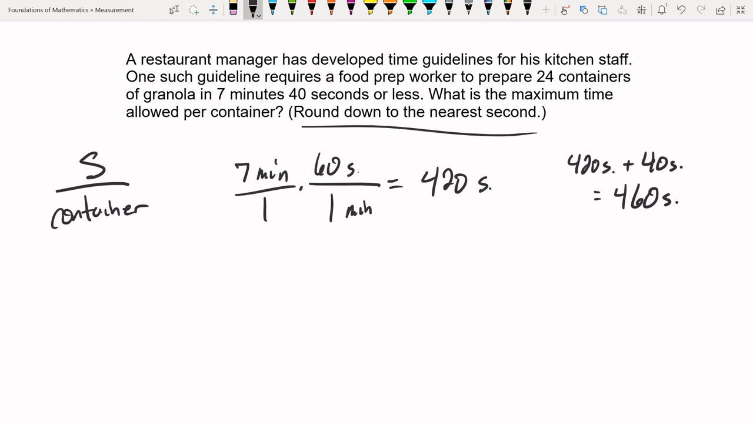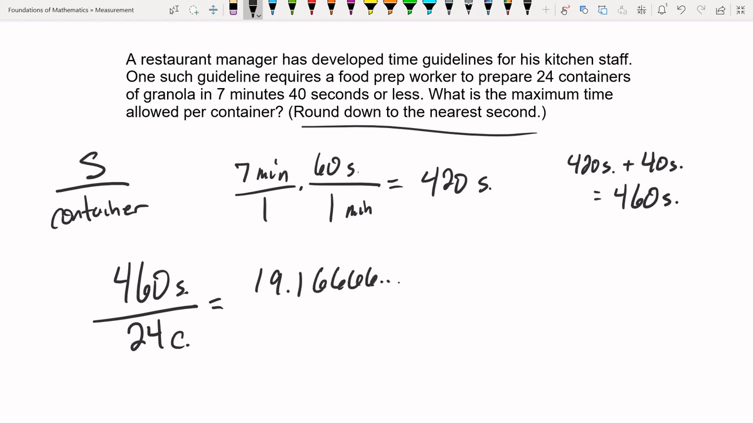460 seconds is the maximum amount of time allowed for 24 containers. So how much is the time per one container? Well, there's 460 seconds per 24 containers, we'll just do C, I guess. Then we can just divide them out to figure out per one single container. That gives us 19. Make sure I'm writing this correctly.